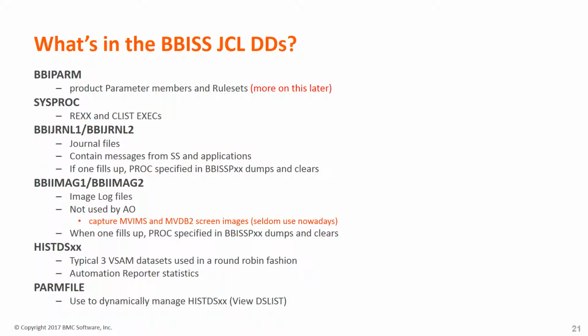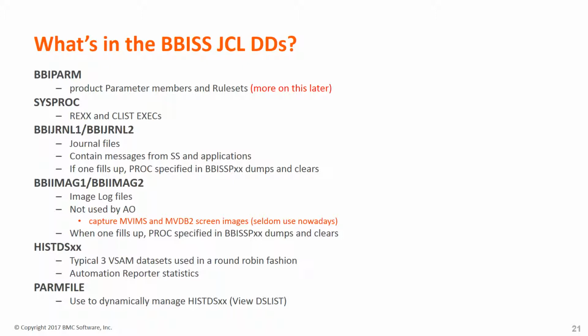There are also some BBI image 1 and 2 files. They're typically not used, but they're available to you. There are HIS-DS files that are used for your history data, and they're a round-robin type processing. There's no action you need to do to maintain them. You just kind of go around. They do contain all of your automation reporter data, so they can be very handy to maintain.